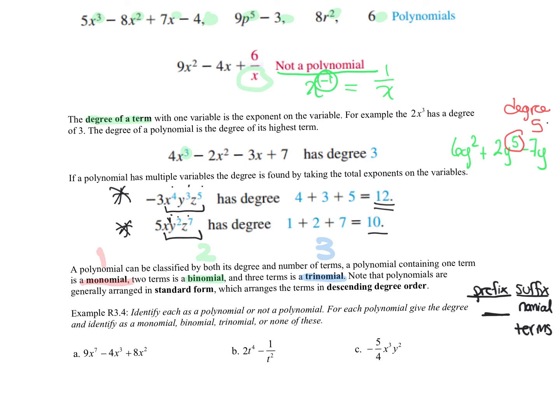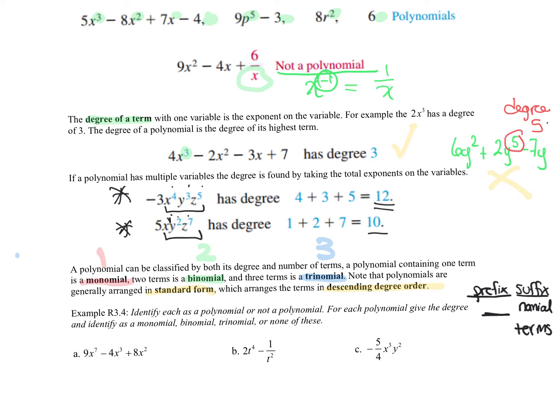So to put these things in standard form means we put them in descending degree order, meaning this right here is not in the correct order because I should have put the y to the 5th first. But this one right here is in the right order because the degrees go down on the x to the 3rd, x squared, x to the 0th.